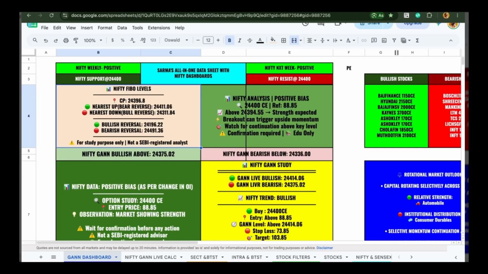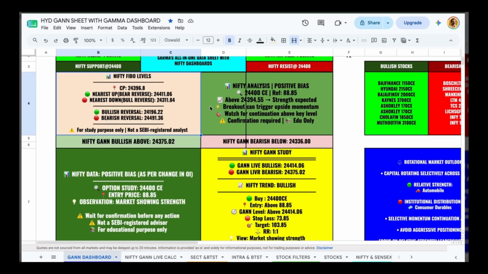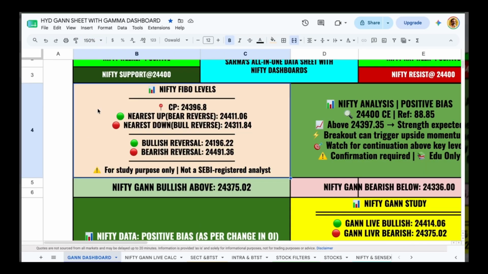Let me show you where you can find it. In the sheet, those who have taken it can see the nearest bullish reversal is 24,311.84, and the bearish reversal is 24,411. I can increase the size and show you. The same you can mark on the chart.